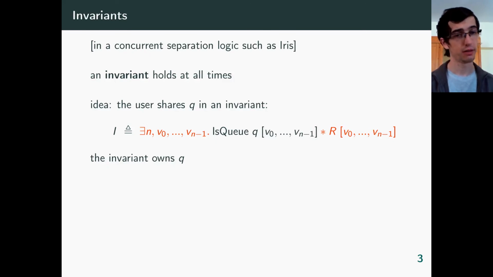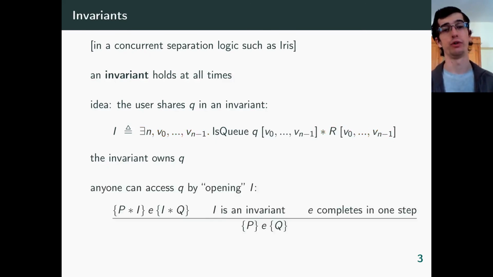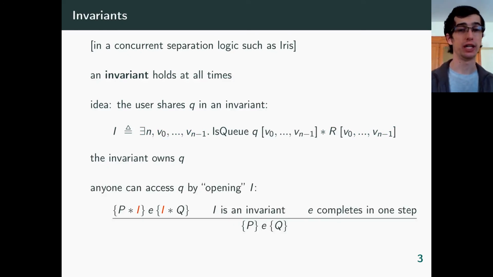To access it, we open the invariant around the program fragment E. That is, before running E, we obtain the contents of the invariant, and afterwards we return it. Now the issue. For soundness in the face of concurrency, we can only open an invariant for at most one step of execution.